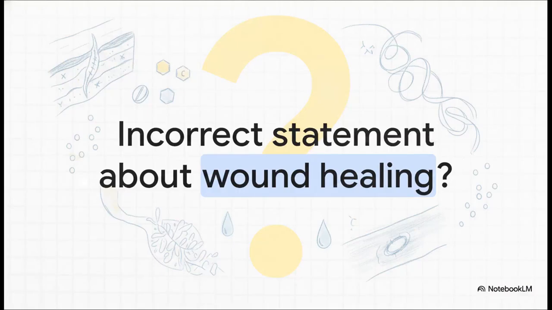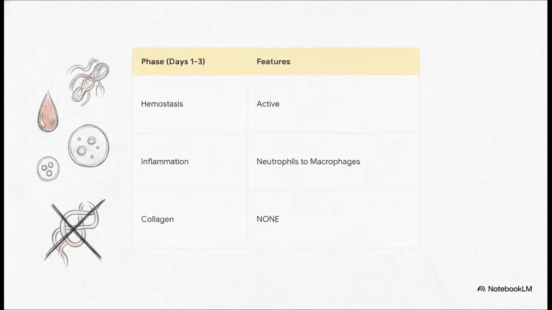Moving right to question 22. Which of the following is an incorrect statement about wound healing? A, hexosamine amino acids are formed. B, collagen deposition occurs in the lag phase. C, the mechanical factor is collagen. D, clean wounds heal with minimal scarring. Or E, vitamin C is required. Well, the correct answer is B.